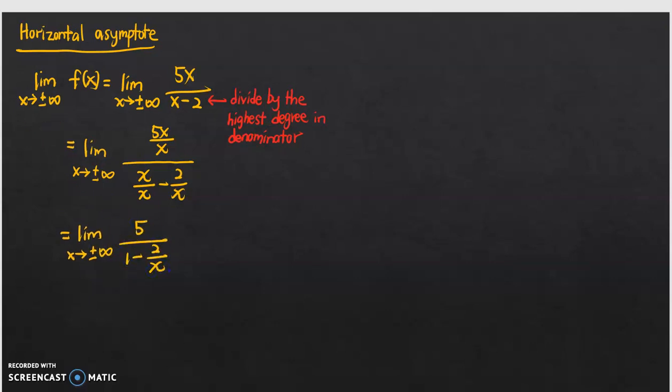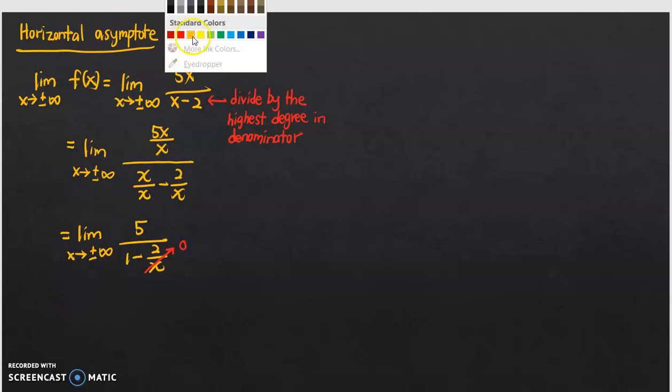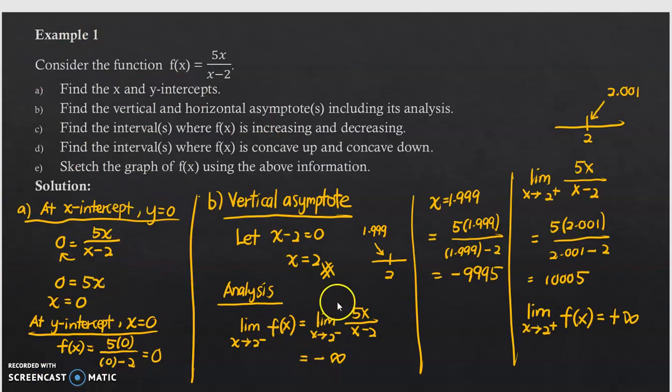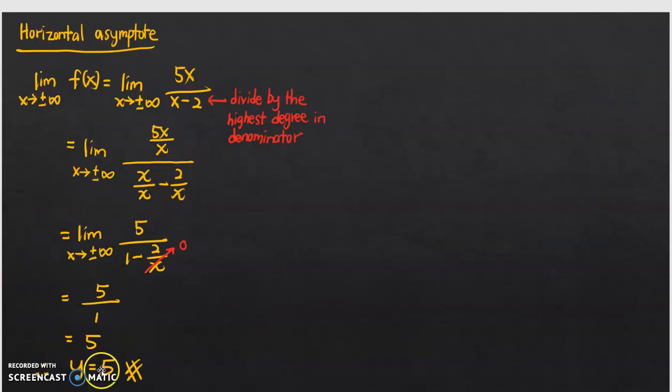If I try to substitute infinity, so here 2 over x will become 0. So from here, I will have 5 over 1, which is 5. So our horizontal asymptote is y equals 5. So this is vertical. So our vertical asymptote is x equals 2 and our horizontal asymptote is y equals 5.